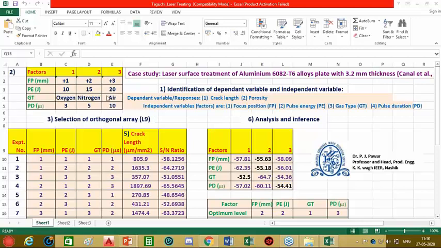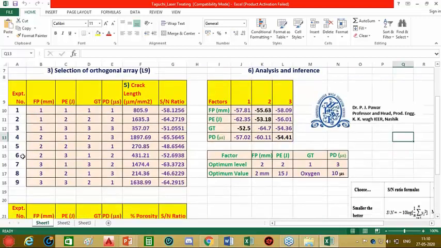Now, as discussed in the previous lecture, suppose in this particular case we have 4 factors at 3 levels. If we go with a full factorial design, then we need 3⁴, that is 81 experiments. However, if we use the Taguchi method, then we need to perform only 9 experiments. It means we will be using the L9 orthogonal array to get the same effect. So let us apply the Taguchi DOE method for the first objective, that is the crack length. Here we conduct 9 experiments, and the data for the crack lengths for all these 9 experiments is gathered.